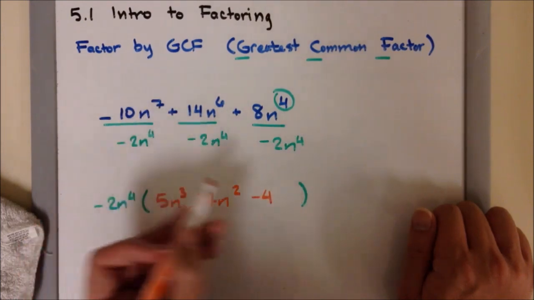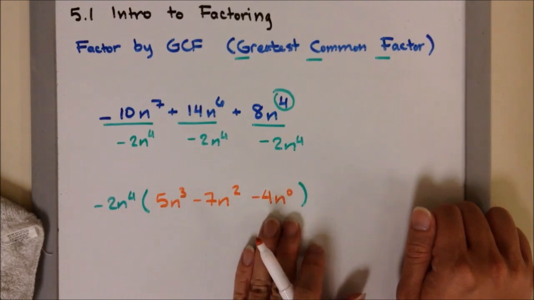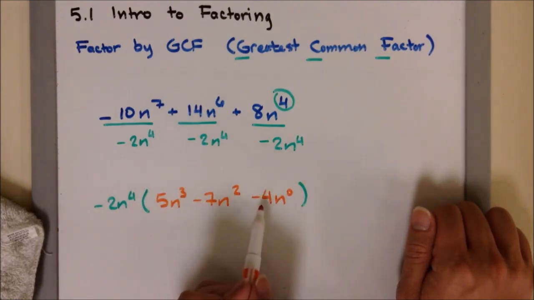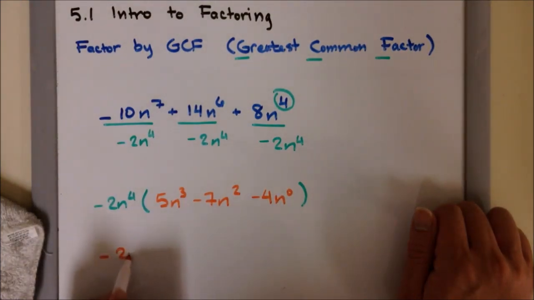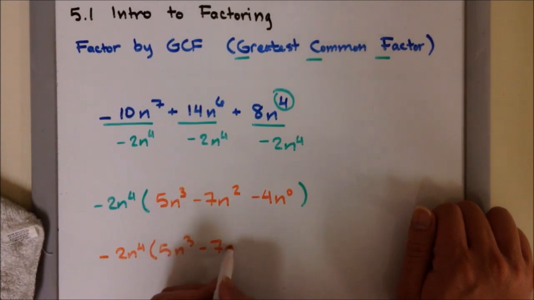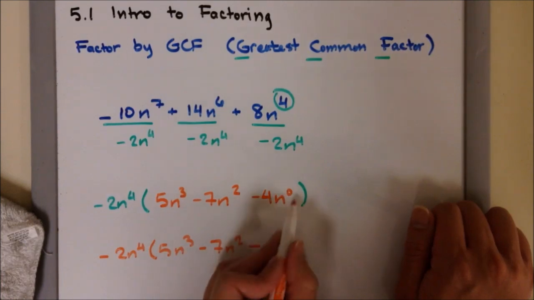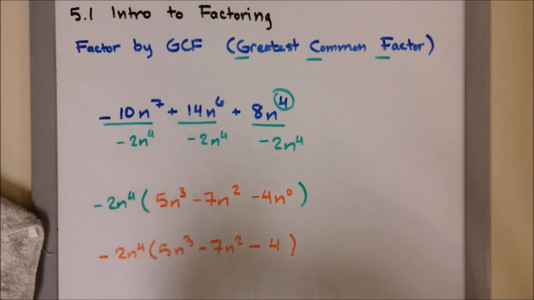When your exponent is 0, I'm not going to leave it like that. Again, when it's negative 4 n to the 0 power, I'm going to rewrite it as negative 2 n to the 4th times 5n to the third minus 7n squared minus 4. So I changed that into 1, which I let go, and then simply just minus 4. That will be our final answer.